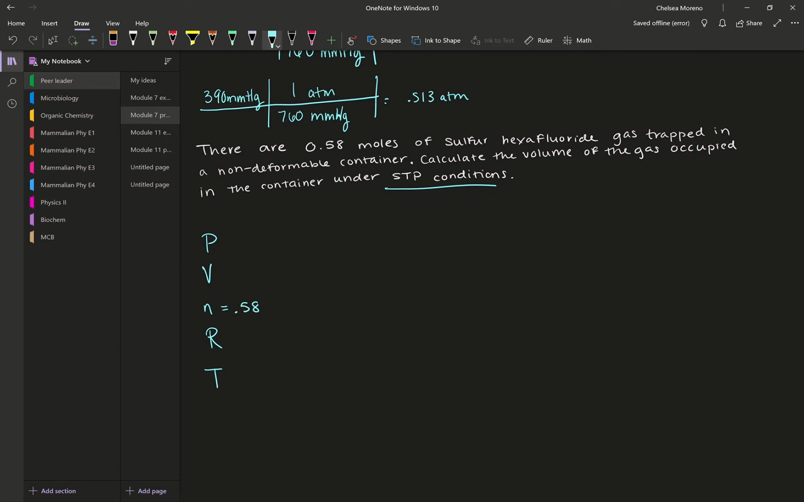We're not going to use STP for this one. We're going to use whatever they give us. And then they want us to calculate the volume, so our volume is our question. So all that's left to do is write the STP conditions for the other one.